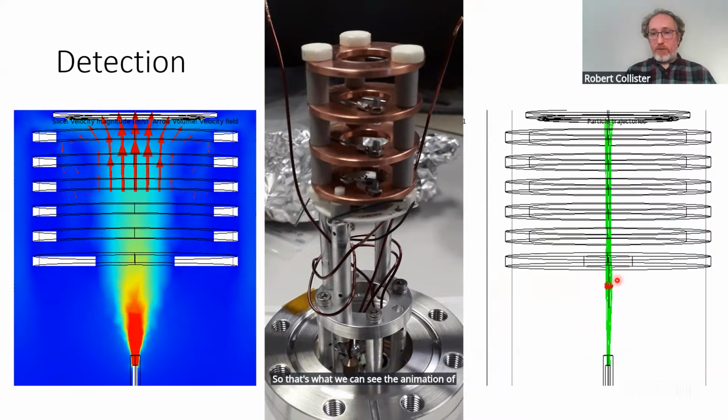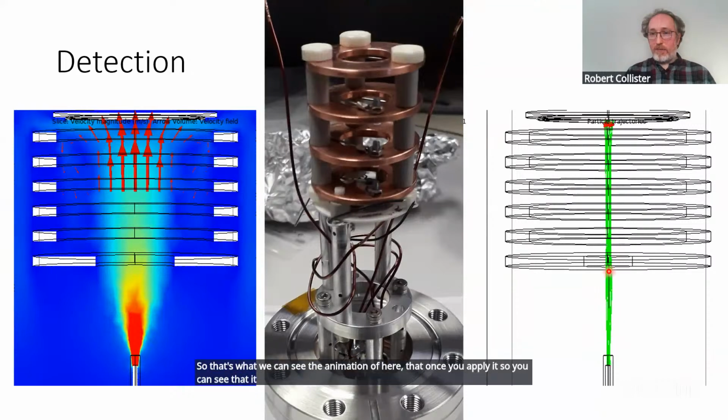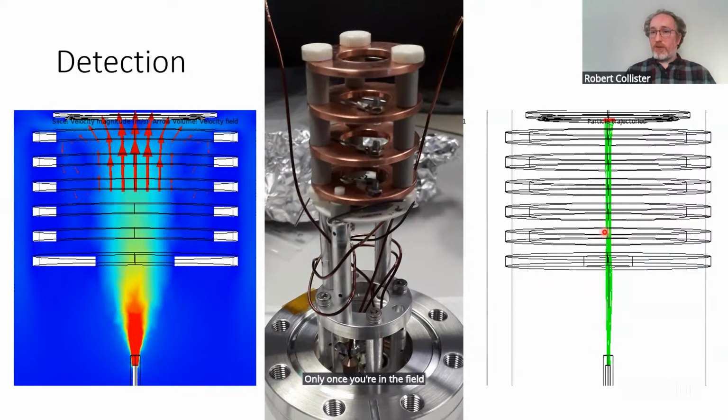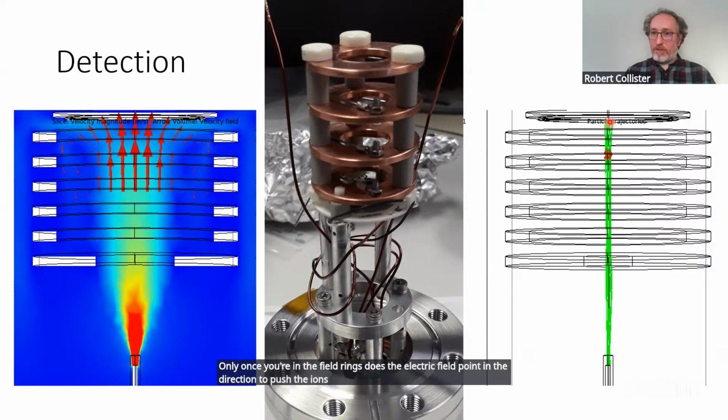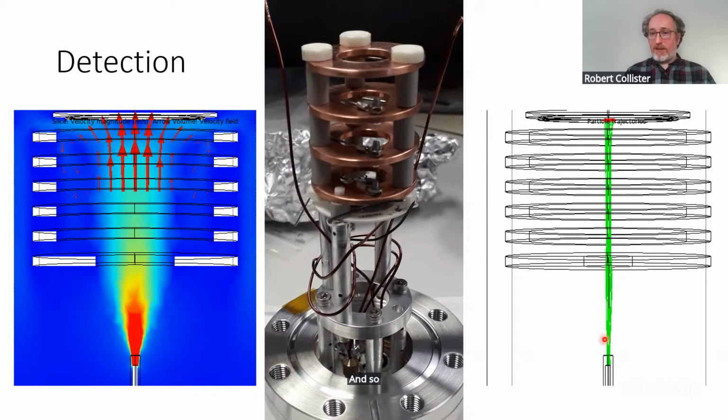That once you apply it, you can see that it kind of goes and slows down a little bit. This is because the direction of the electric field is counter to the flow on the outside. Only once you're in the field rings does the electric field point in the direction to push the ions onto the surface of the PIPS. And so you can see there that it comes out quick, slows down, makes another field region, and goes in.